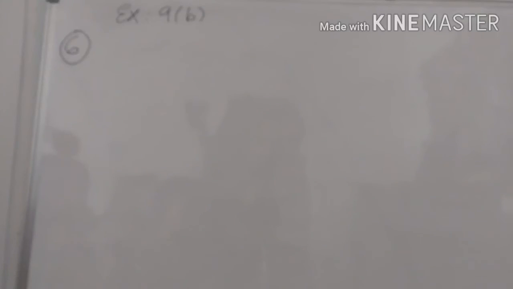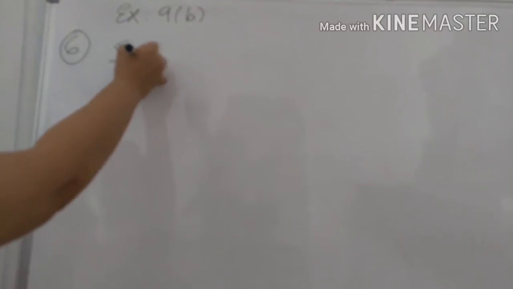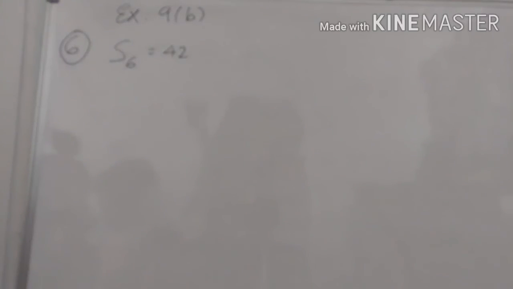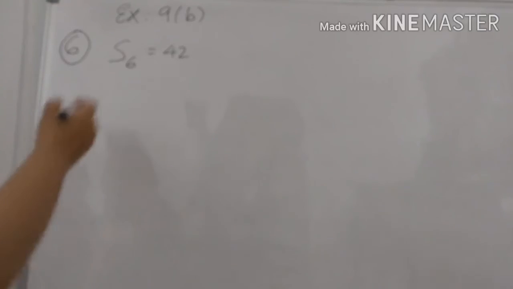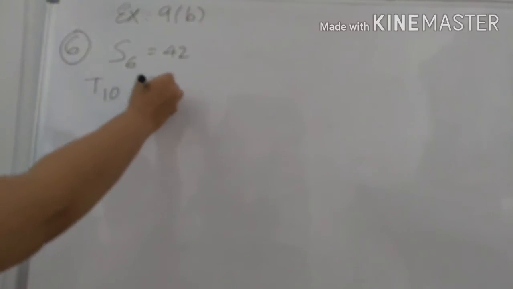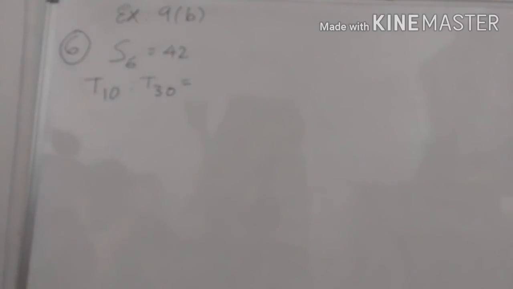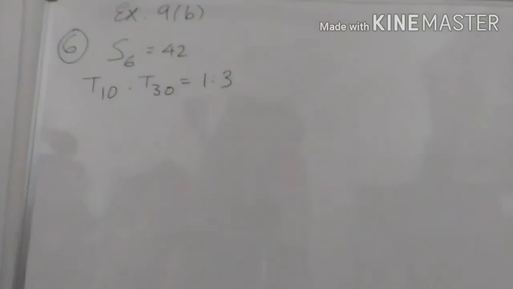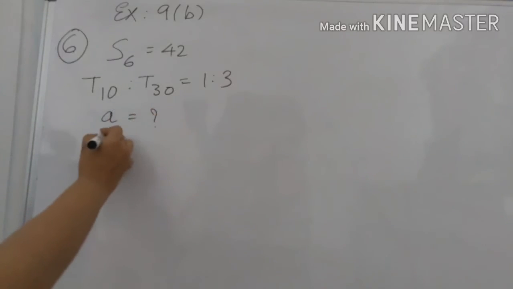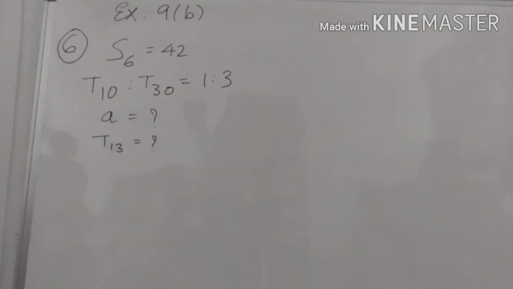Now reading question number 6 of exercise 9b, everyone. So pay attention. The sum of the first 6 terms of an AP is 42. So S6 is equal to 42. In the first line it is given. The ratio of its 10th term to its 30th term is 1:3. So T10 ratio T30 is equal to, already given as 1:3. Then calculate the first and the 13th term of the AP. Means we want to calculate A and T13 value. So this we want to find out.